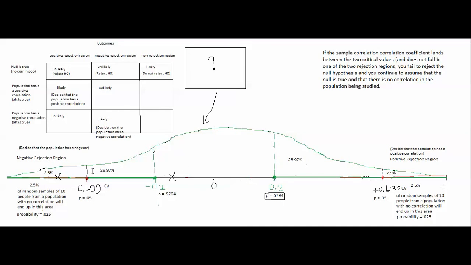And if you take a bunch of random samples of 10 people from a population with no correlation, 2.5% of them end up in this red area going out from here, and 2.5% of them end up in this red area going out from here. And when you add the two decimals together, 0.025 and 0.025, you get the p-value of these outcomes at the boundaries.